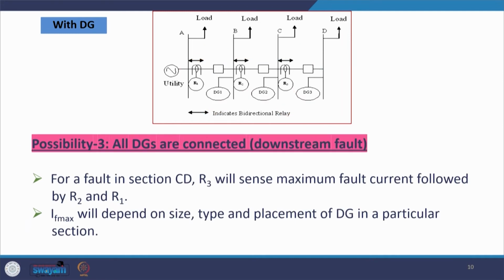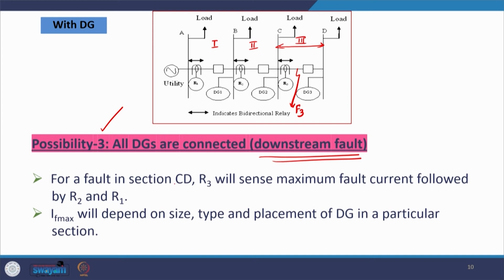Now, let us consider the third possibility, where all the DGs are connected. DG1 is connected at bus B, DG2 is connected at substation C, and DG3 is connected at substation D. Now, in this case, let us say this is our section 3, section 2 and section 1. Because we are discussing the third possibility where all DGs are connected, let us first consider a fault on the downstream side, so at F3 in section 3.